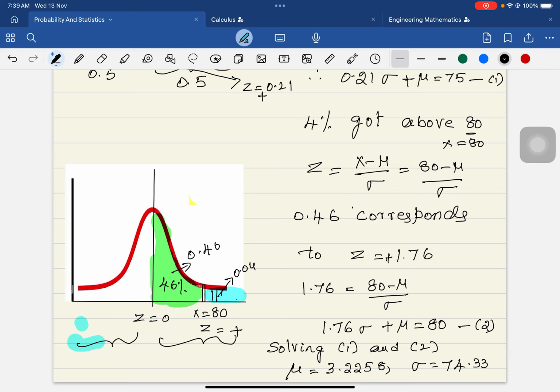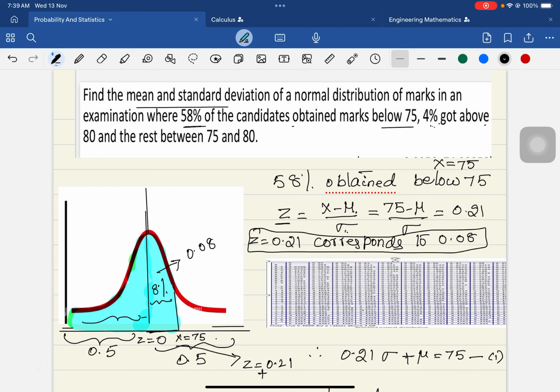One thing you can observe: if you have got the sigma value as negative, you can be sure that you have done something wrong in the problem. Please don't leave it like that, because the variance and the standard deviation cannot be negative. Understood? So we have got sigma as 74.33. This is the way to understand how to find the corresponding mean and standard deviation when the area is given. I hope you could understand clearly.